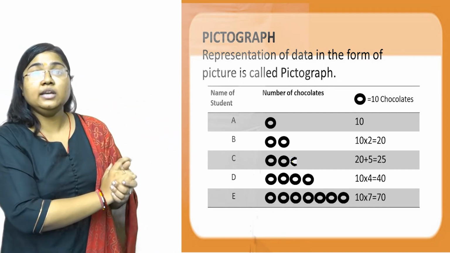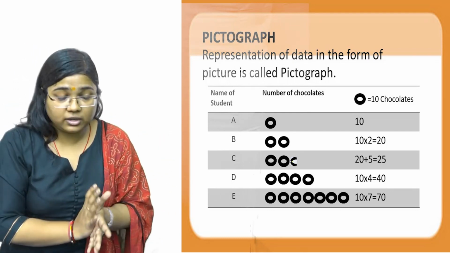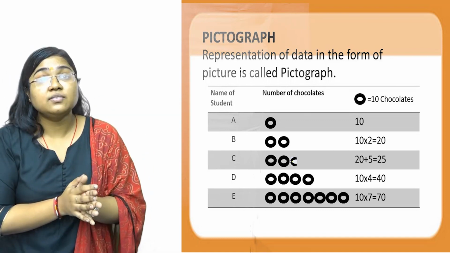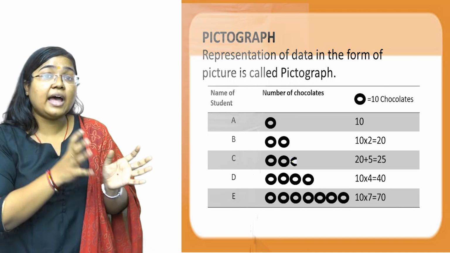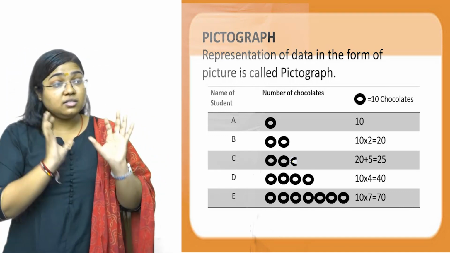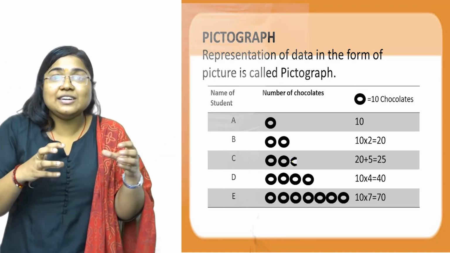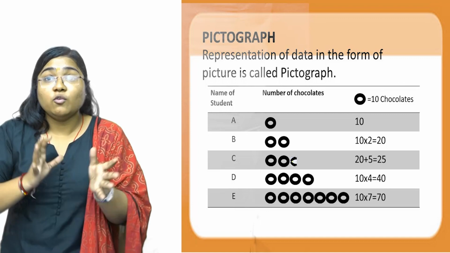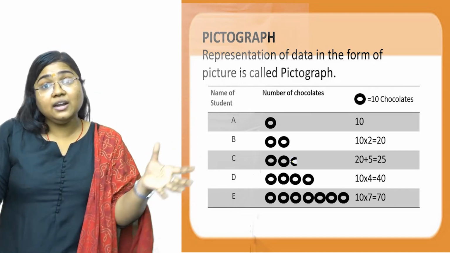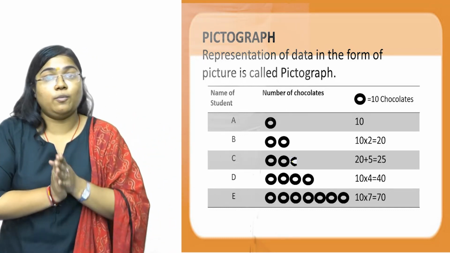In front of student D there are 4 circles. Easy, it is 40 chocolates. In front of student E there are 7 circles. That means there are a total of 70 chocolates. So this is the way of representing data in the form of pictures. It is also creative. We can represent data using pictures. It's very easy to read and very easy to organize into a simpler form.